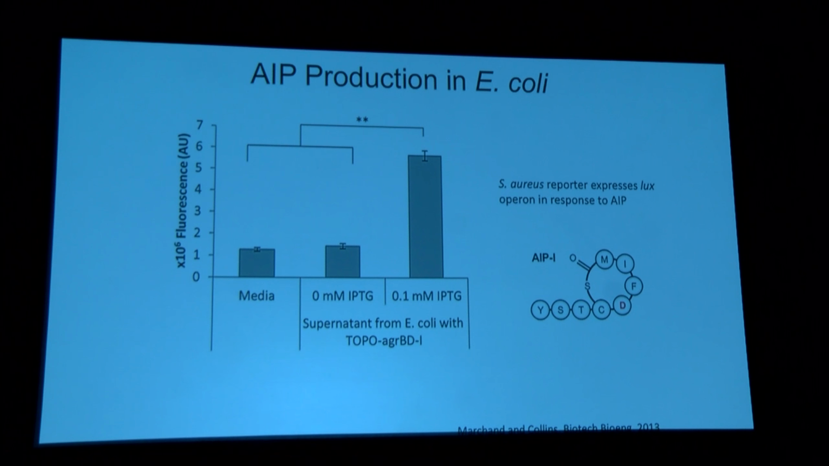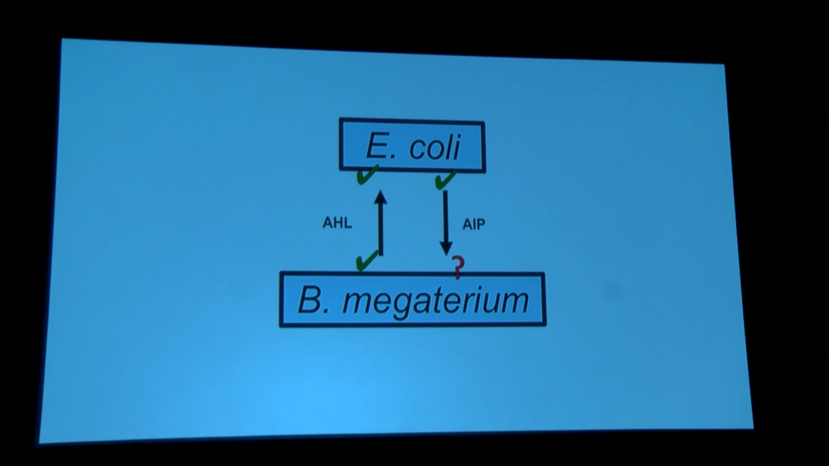And you can see when we used a Staph aureus reporter, right, so essentially this is a reporter system that has been engineered to respond and fluoresce in response to the AIP1, that our media controls and our uninduced supernatants from E. coli don't give us any signal, where we have good fluorescence when we use the supernatants from these E. coli that have expressed the AGR B and D genes. And so we're getting there. So now we have E. coli that can produce this AIP peptide.